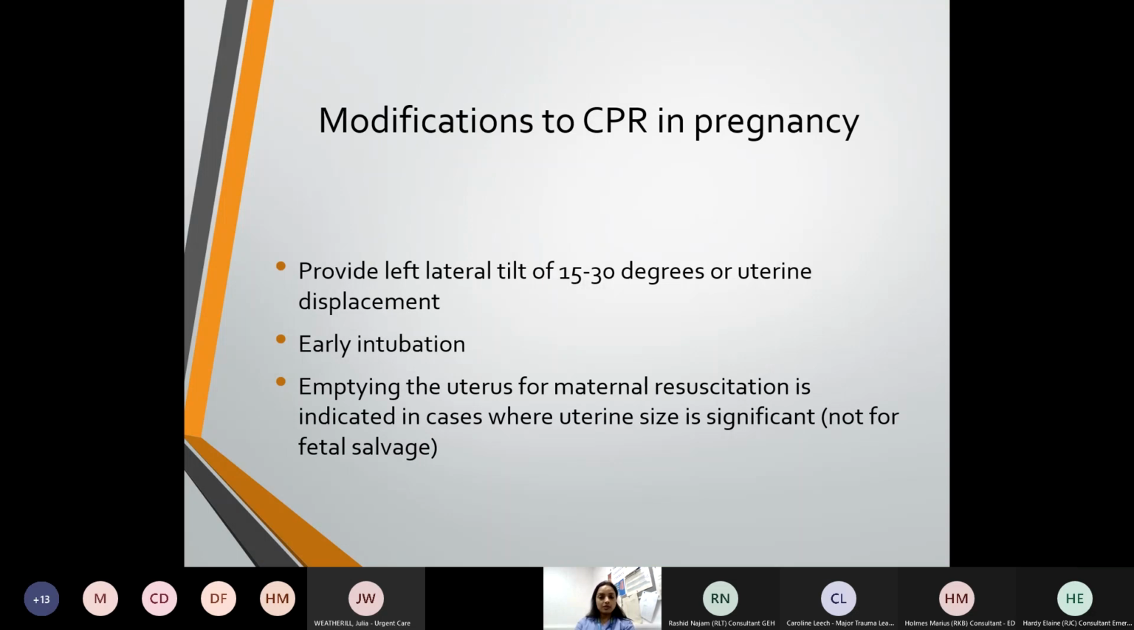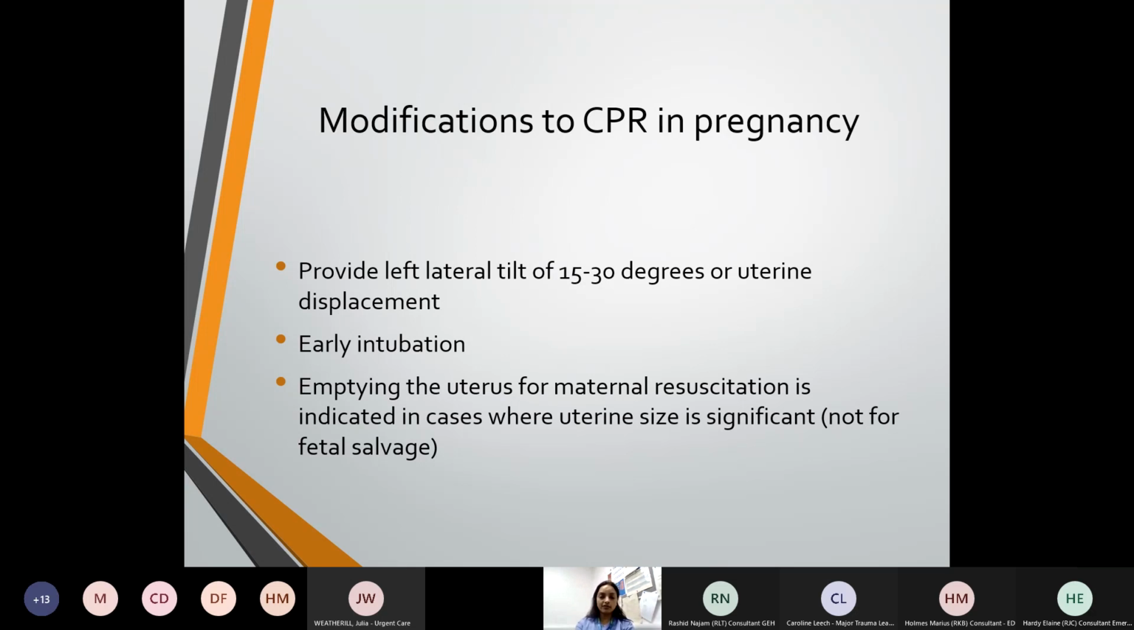So you will need to adapt CPR in pregnancy by providing a left lateral tilt, which is why we always talk about "hello, Mrs. Tilt," to remind ourselves. You may want to resort to early intubation, and that again, as I said, can be tricky, so you will need your experienced anesthetists to help us with that. And again, emptying the uterus for the sake of maternal resuscitation needs to be considered.